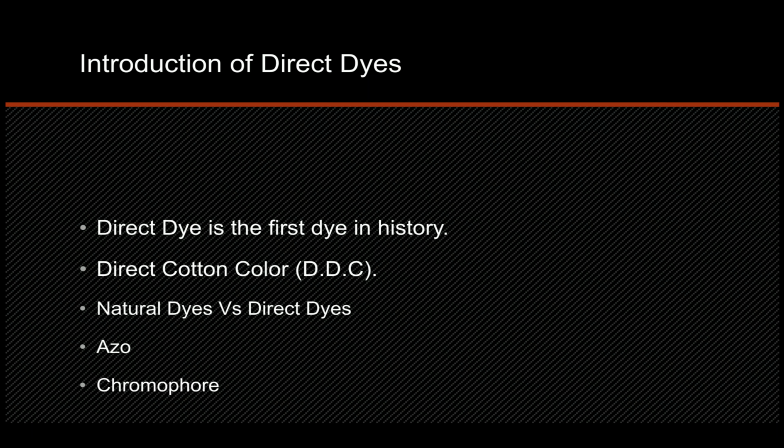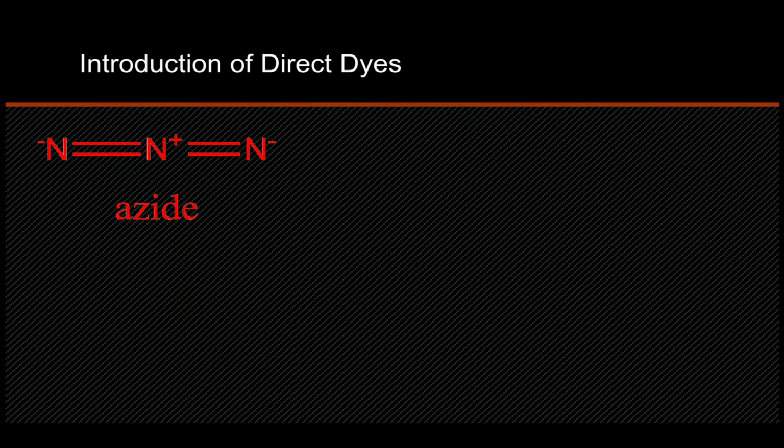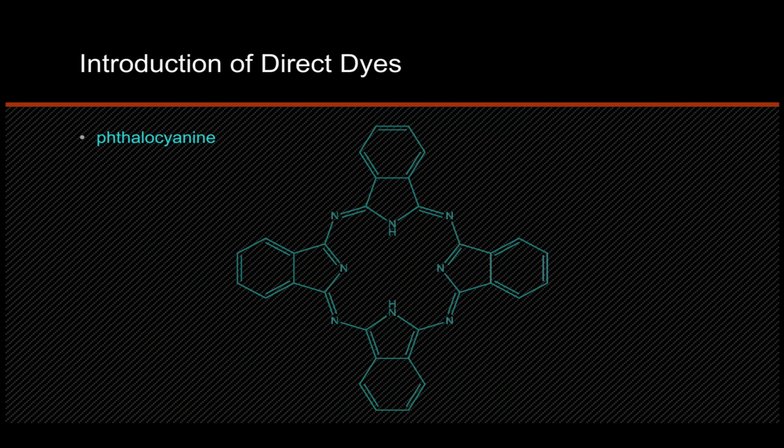The chromophores are also present in direct dyes. Chromophores are the groups that are part of the molecule and responsible for colors. These groups are the azo group, stilbene, oxazine, and phthalocyanine.